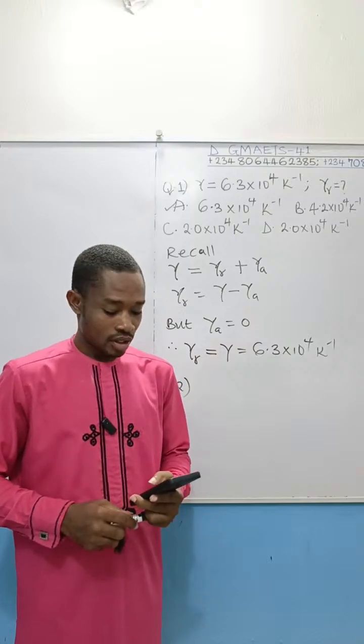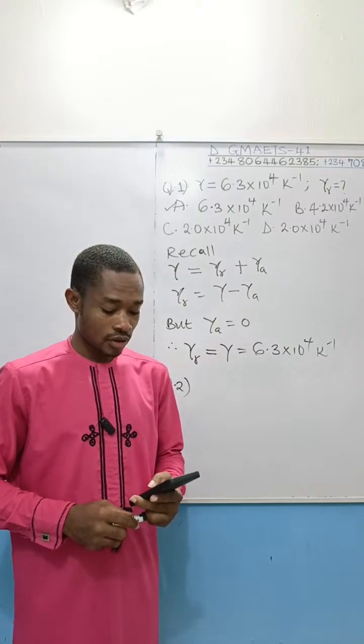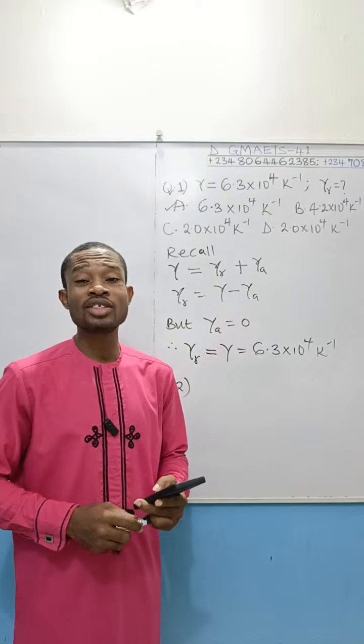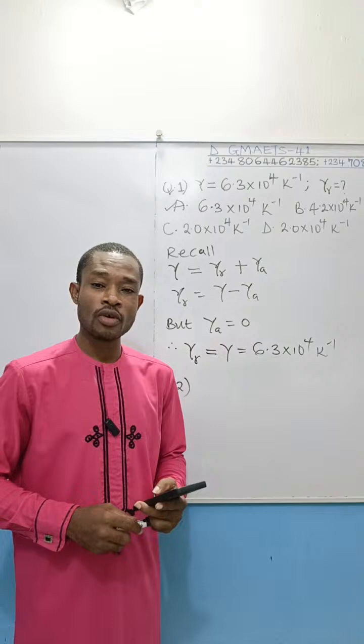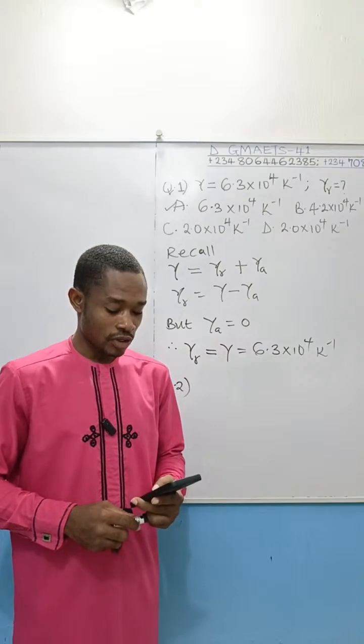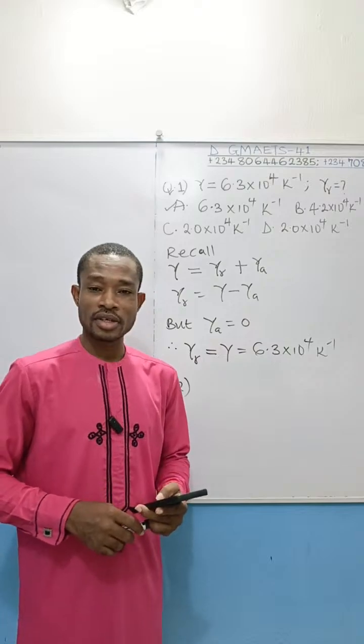Option A, 0.06 centimeter. Option B, 0.12 cm. Option C, 0.24 cm. Option D, 0.36 cm.